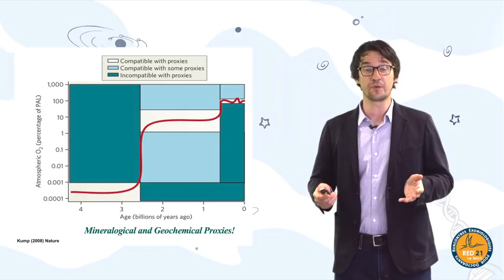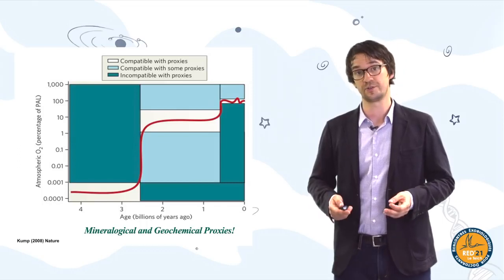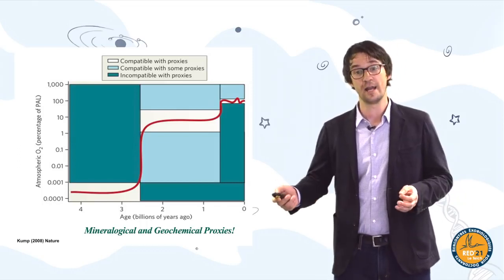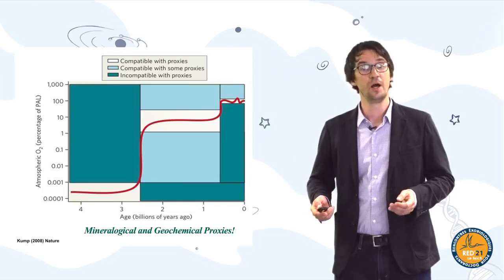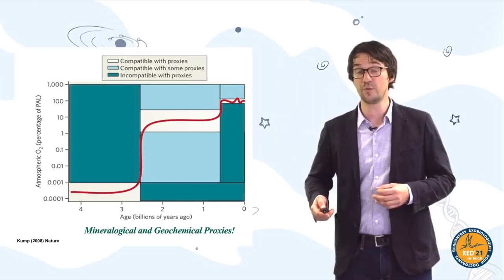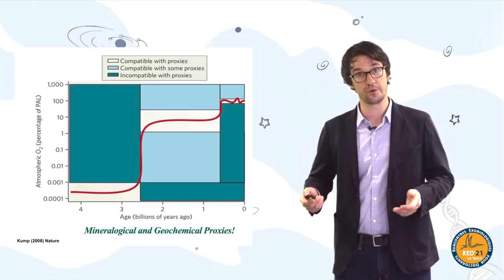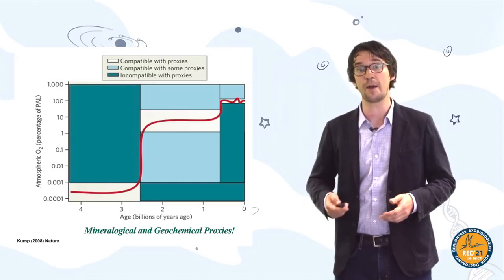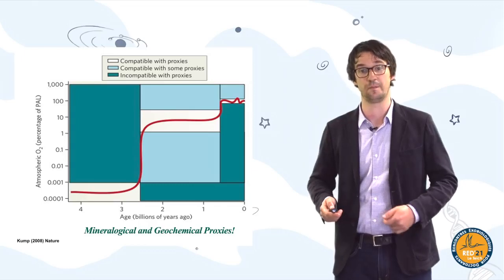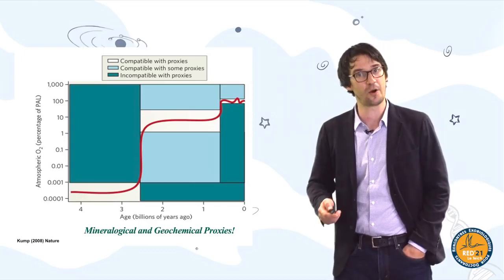The actual atmospheric oxygen concentrations between 2.5 and about 0.5 billion years ago have large uncertainties, and it was likely dynamic in this time. And then you can see that we have the Neoproterozoic oxidation event capping this history around 500 million years ago. Now let's talk about these proxies in more detail.